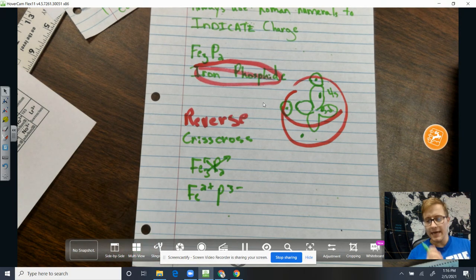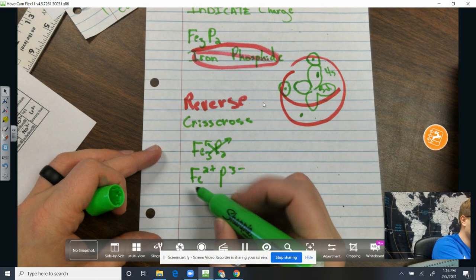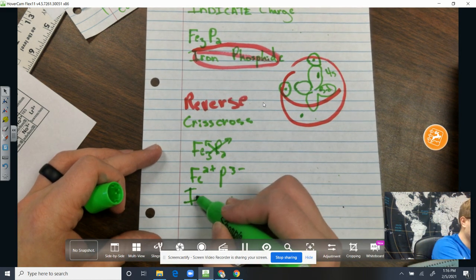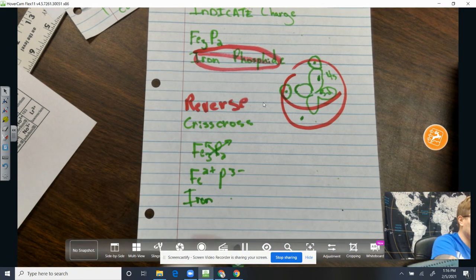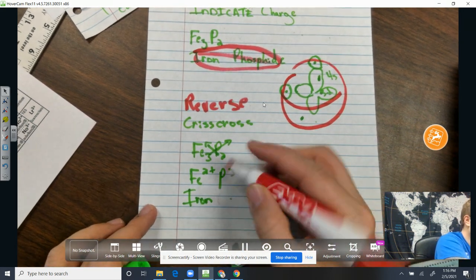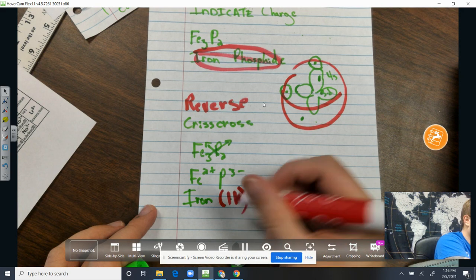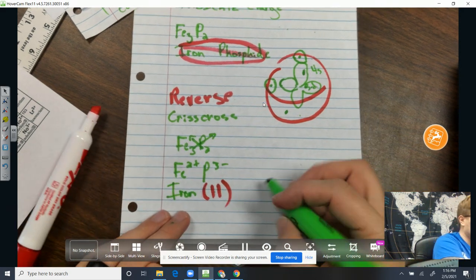Now, the Roman numerals indicate this. So to name it, you're going to say iron. Oh, what's my charge? Oh, 2. Iron(II) phosphide.